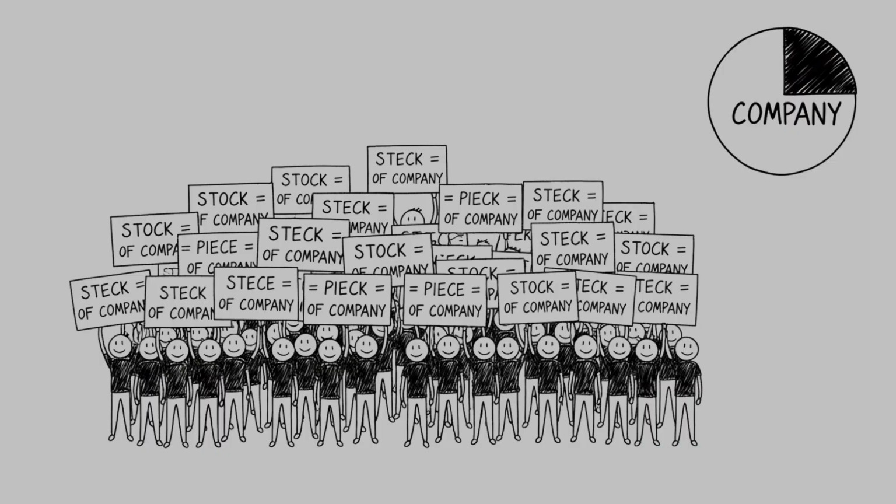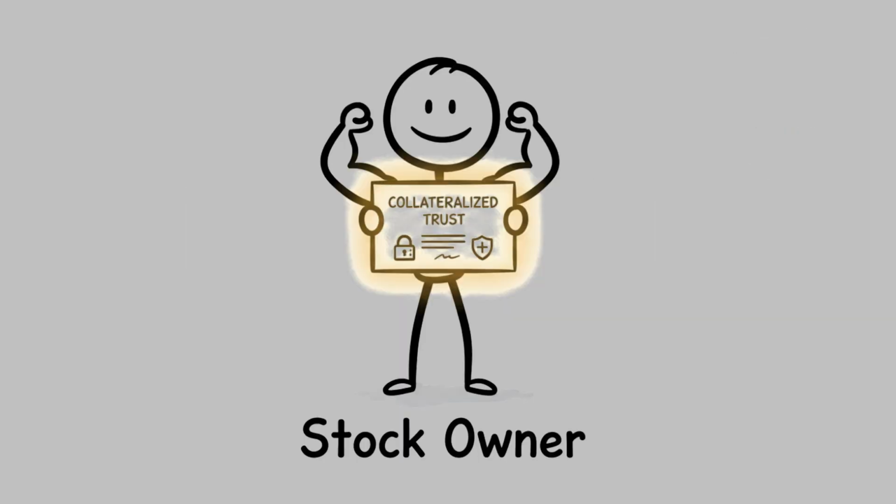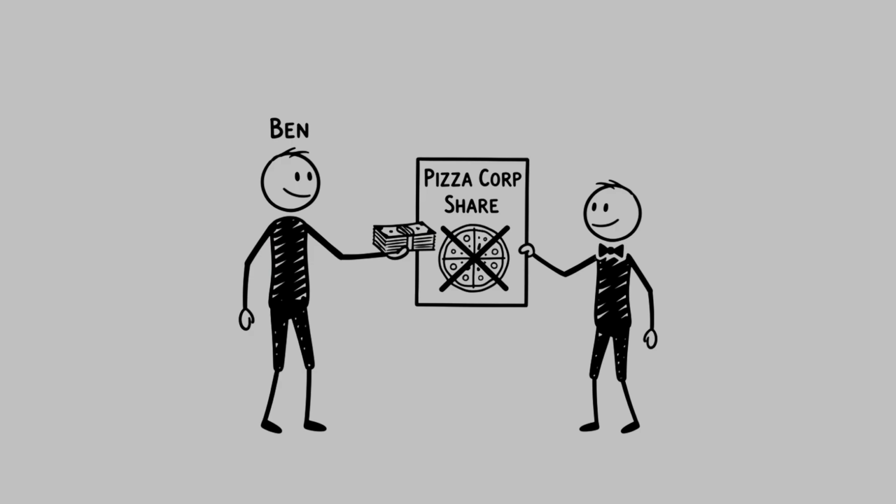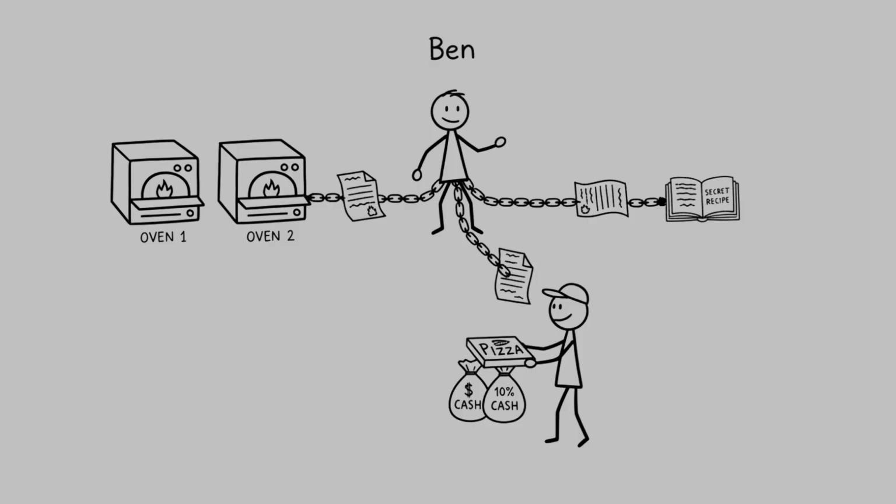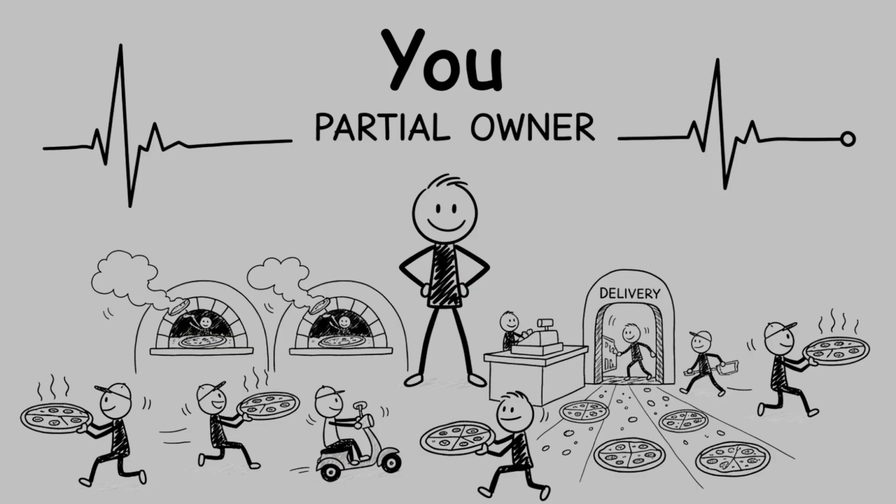Term 1, the stock. Most people say a stock is a piece of a company. That's too simple. Think of it as collateralized trust. When Ben buys a share of Pizza Corp, he isn't just buying a slice. He is buying a legal claim to the ovens, the secret sauce recipe, and a percentage of every dollar the delivery driver brings back. You are a partial owner of a living, breathing business.